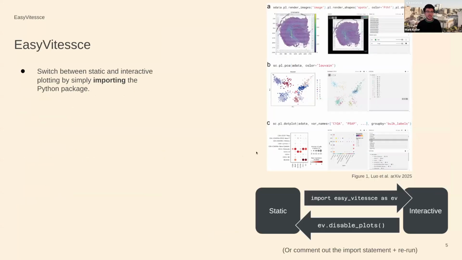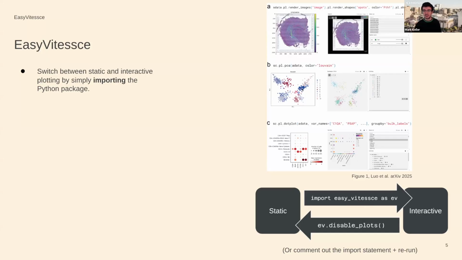So what EasyVitessce enables is to switch between the static and interactive plotting modes simply by importing this as a Python package. So you can see in this figure here that these are pretty much one line of plotting code. For example, using a SpatialData object, you can write on your object .pl for the plotting module, and then one of these render functions like render_images, and you can chain these things together so it's very concise to create a plot that looks like this for a Xenium experiment, for example.